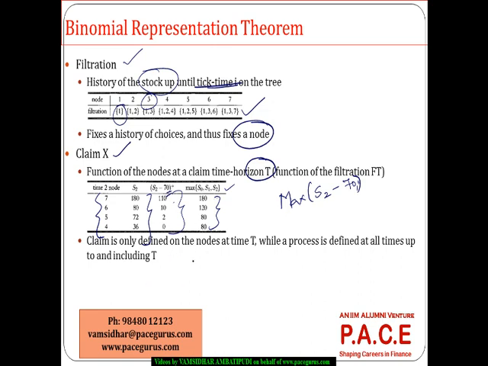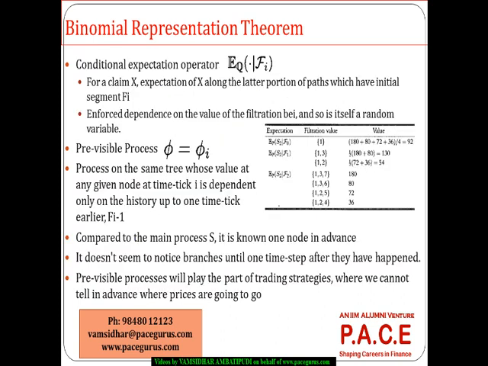Now the claim is only defined on the nodes at time t. I am not basing it on S0, S1 before; I am not considering them. At time t, the claim is based on the node at time t. But when I am talking about a process, it goes right from S0 till St. That's where we differentiate the claim from a process.